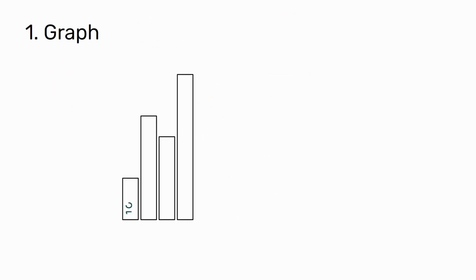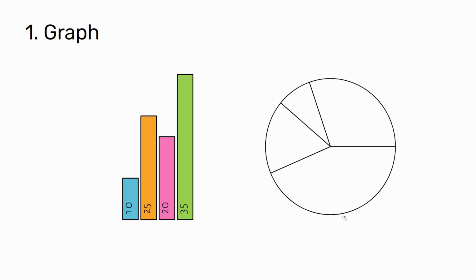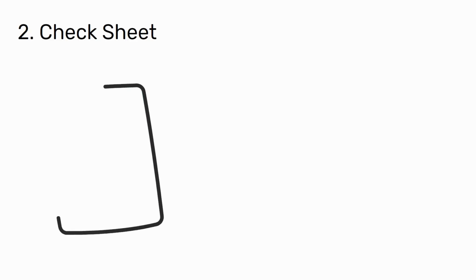1. Graph. Graphs can provide quick insights into the quality of a company. Graphs could be used in combination with other data sources to help identify trends and patterns in customers' perceptions about quality. 2. Check sheets. Check sheets are a simple, yet effective way to assure quality control.